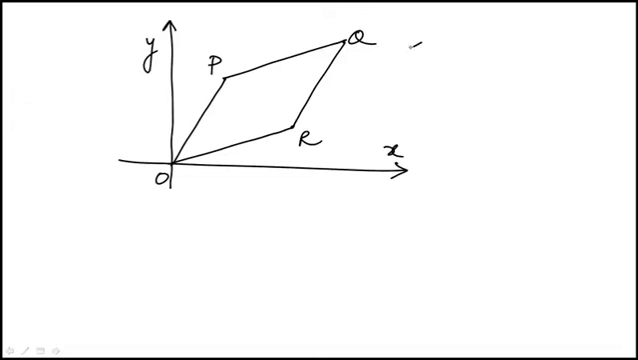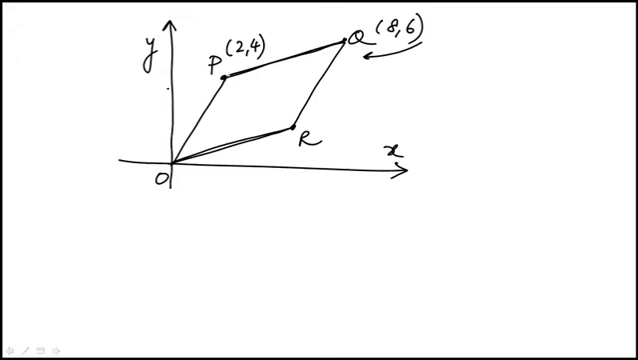So in this problem, we're given this parallelogram in the xy plane, and we're given that the coordinates of point P here are (2, 4), and the coordinates of point Q are (8, 6). And the question is asking for the coordinates of point R. So we know that in a parallelogram, these sides PQ and OR are parallel.